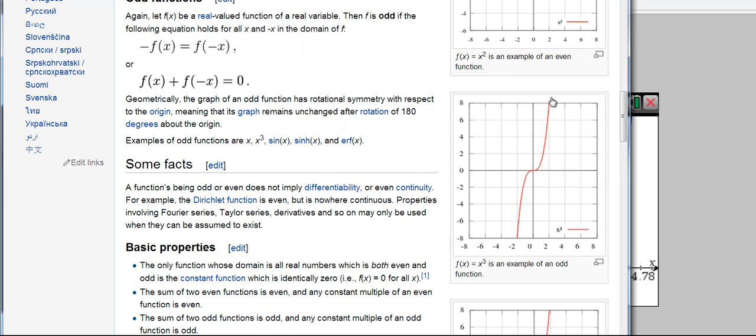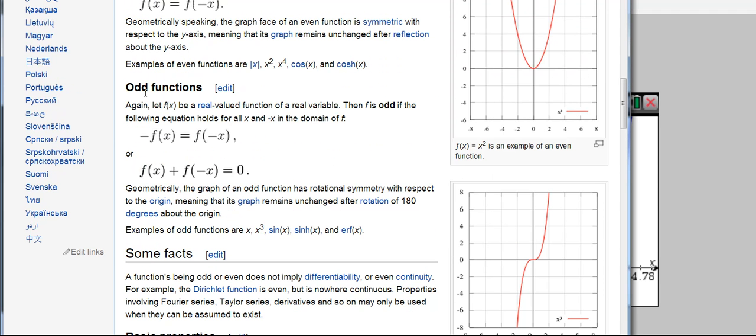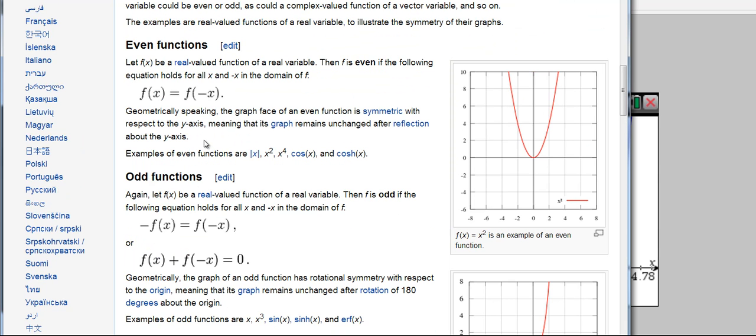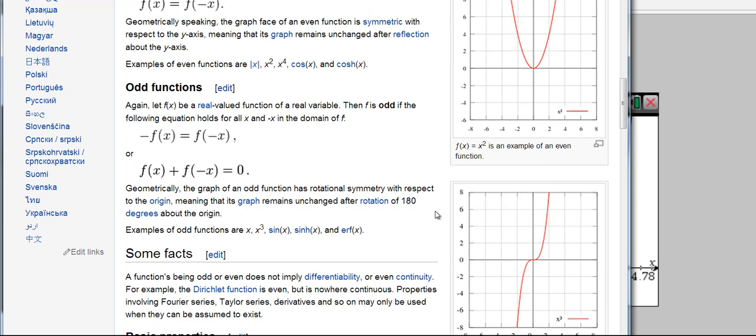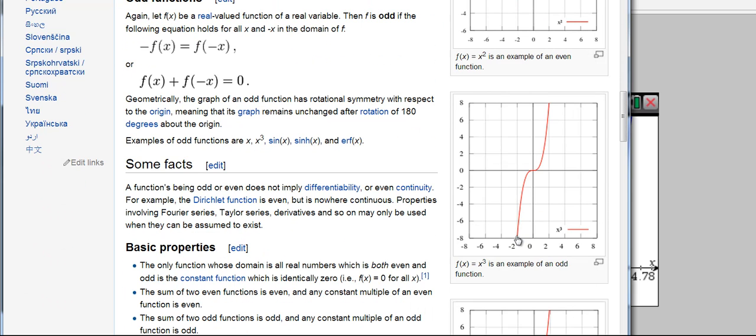Here we see a picture of an odd function. This function is f of x is equal to x to the power of 3. So the definition of an odd function: f is odd if the following equation holds for all x and minus x in the domain of f. So minus the y value of x should be the same as the y value for minus x. This might be a little more complicated to think about what it actually means, but if we look at the graph, geometrically it's very easy to understand.